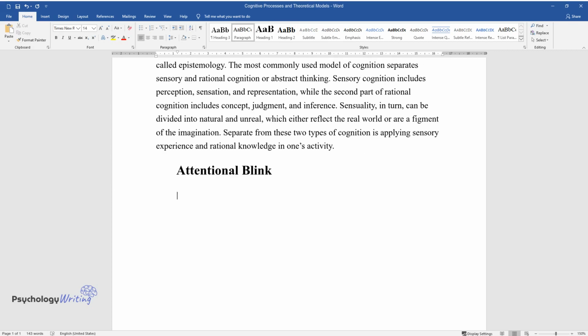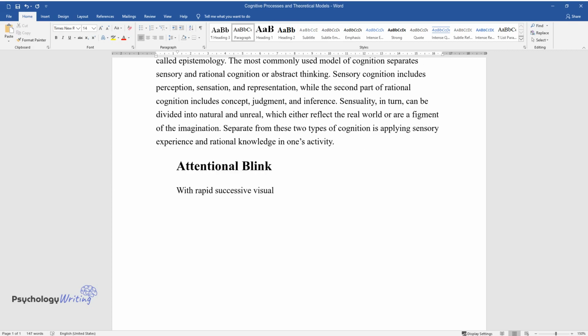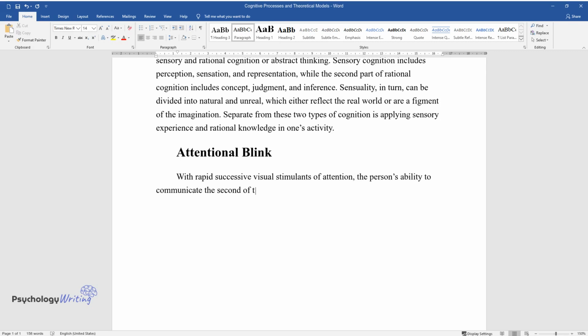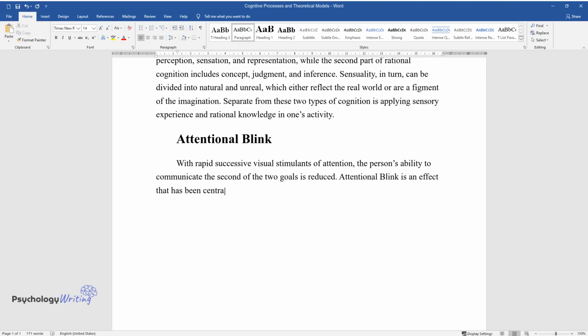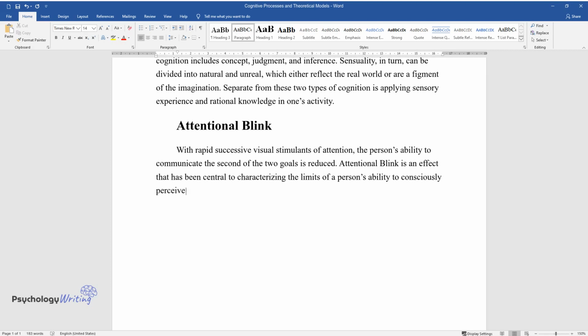Attentional blink. With rapid successive visual stimuli, the person's ability to detect the second of the two targets is reduced. Attentional blink is an effect that has been central to characterizing the limits of a person's ability to consciously perceive stimuli distributed over time.